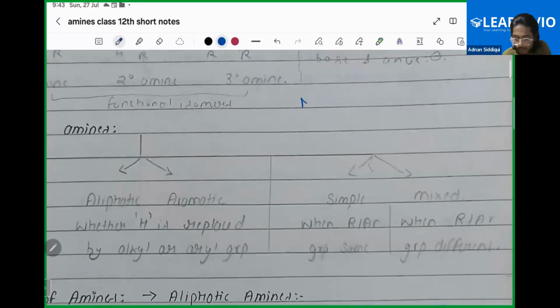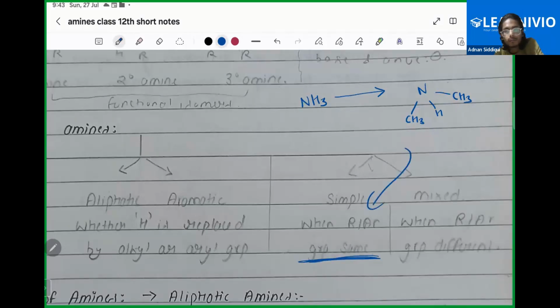Suppose I am replacing two hydrogens by two methyl groups. Now, the R group is what here? The R group is methyl, and both the R groups are the same. This is methyl, and the other one is also methyl. So we will call it simple when you are replacing with the same group.